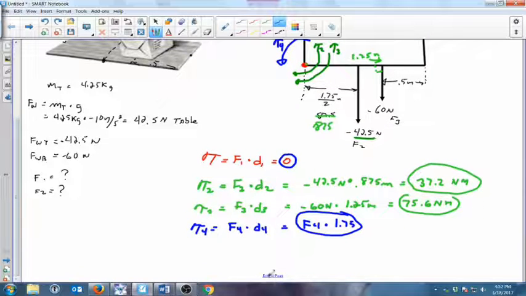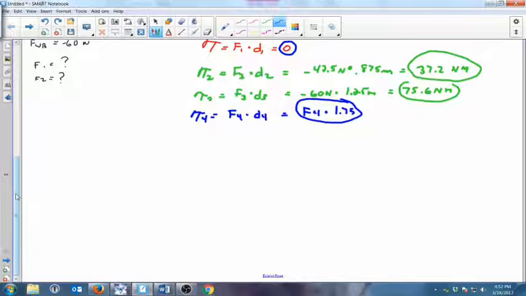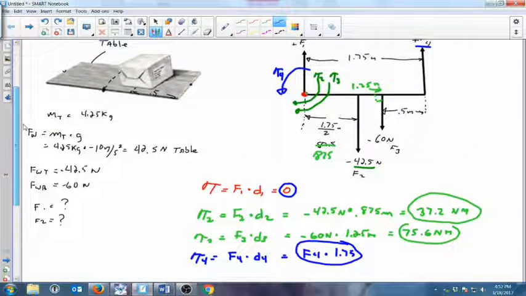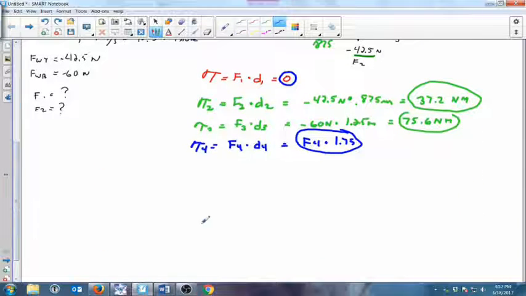Now, is this table twisting if they're lifting it straight up? No. So all the torques must be canceling because it's not twisting.